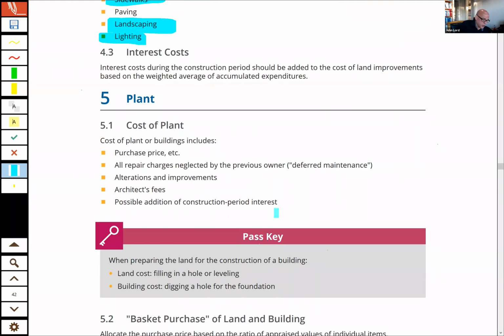Okay. Now we'll talk about capitalization of interest cost here in a little while, but now we start getting into the cost of the plant. Purchase price of the plant. Repairs neglected by the previous owner. Let's say there's a bunch of dry rot that the previous owner didn't keep up with or didn't paint or whatever they should have done. Well, if you're going to have to catch all that up, that is part of the cost of that building. Okay, alteration, architect fees. Again, we'll talk about interest costs here in a little while.